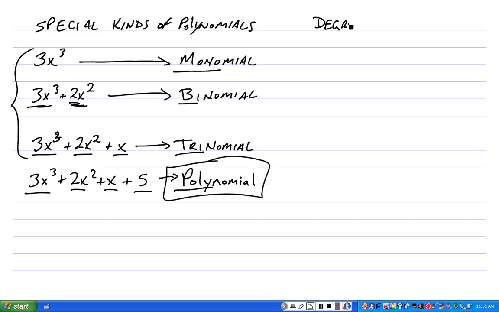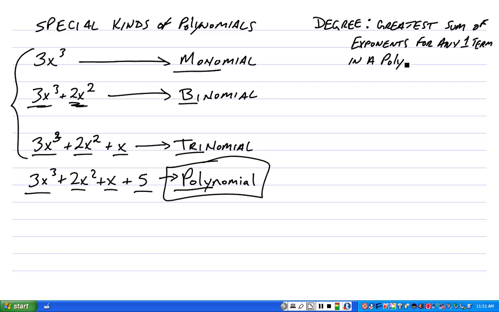Now, let's talk about degree. Degree is described as basically the greatest sum of exponents for any one term in a polynomial. Alright? Degree. But this in particular we're talking about not the degree of a term, but the degree of a polynomial. Alright, degree of a polynomial. Degree of a polynomial is determined by the greatest sum of exponents for any one term in that polynomial.